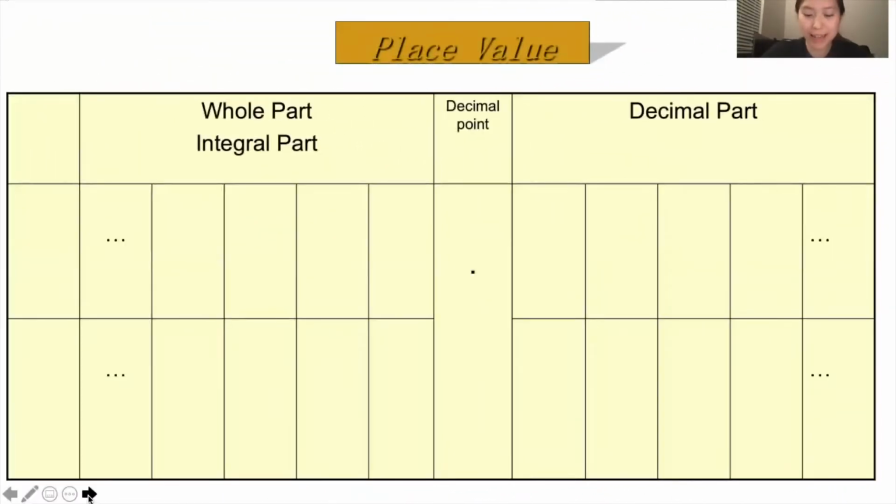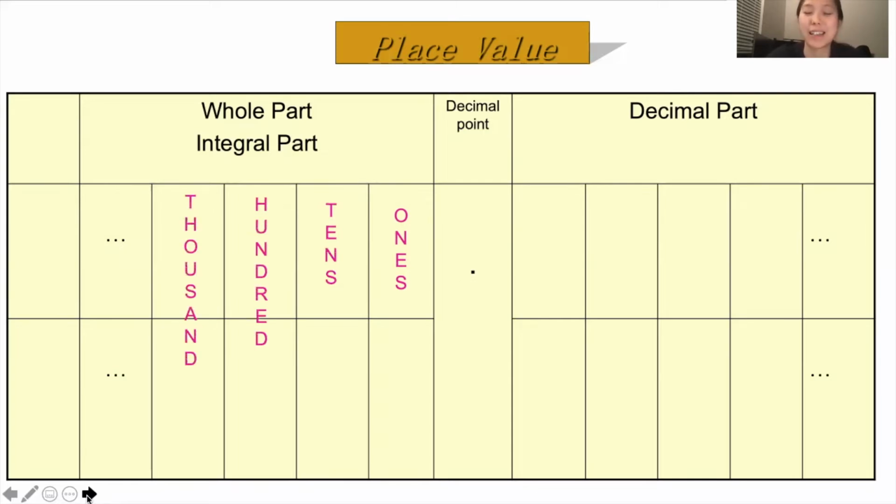Great job! After reviewing what a decimal number is, do you remember the place value of it? Let's review together. We always have the decimal point in the middle between the whole number part and the decimal number part. So the first place in front of the decimal point, we call the ones place. And then we have the tens place, and then we have the hundreds place and thousands place. So that's the place value of the whole number part.